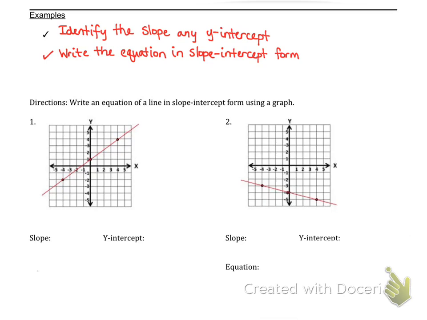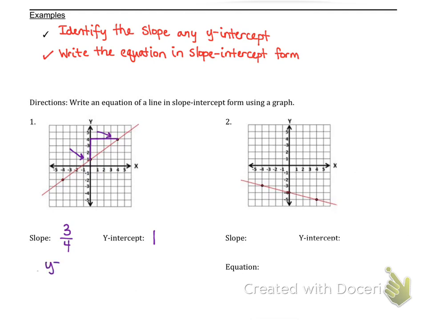The directions state write an equation of a line in slope-intercept form using a graph. First thing I'm going to do is identify the y-intercept, which is where the line touches the y-axis, which is at 1. So my y-intercept is at 1. And then I'm going to find the slope between those 2 points. So I'm going to go up 1, 2, 3, over 1, 2, 3, 4. So my slope is 3/4, and it's a positive 3/4.